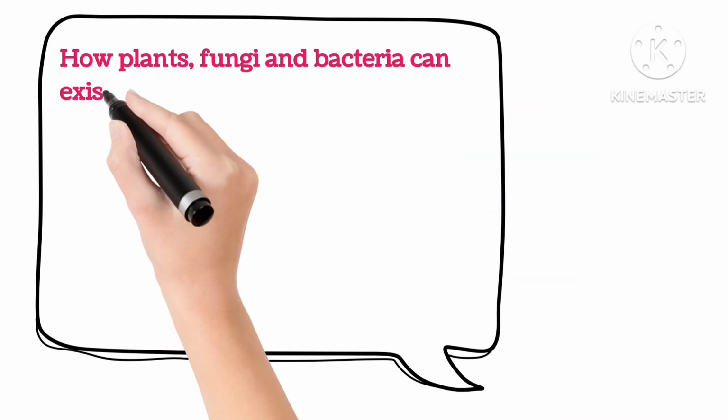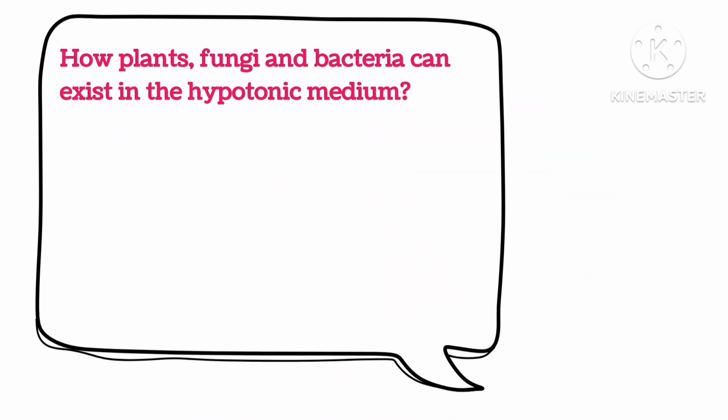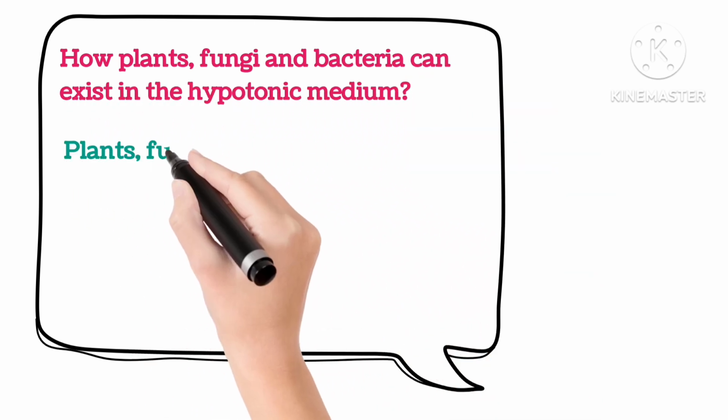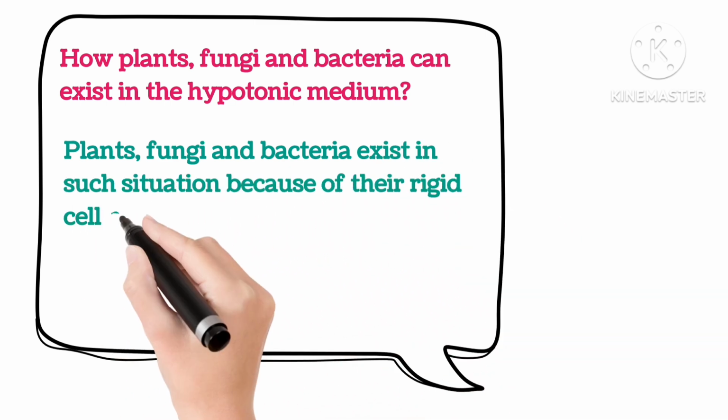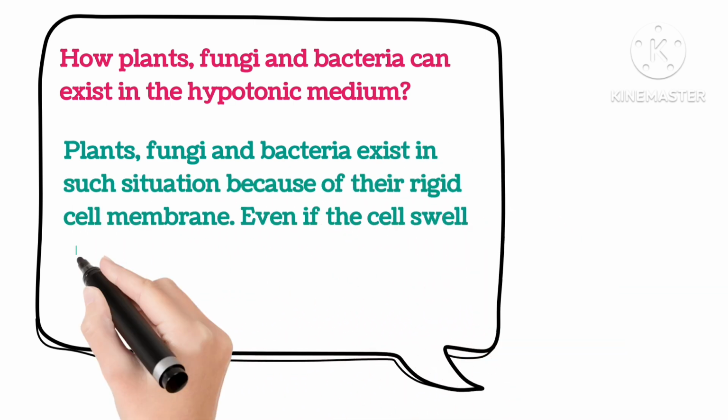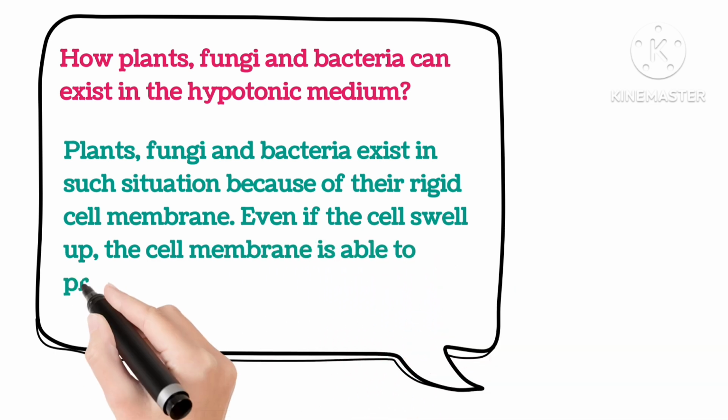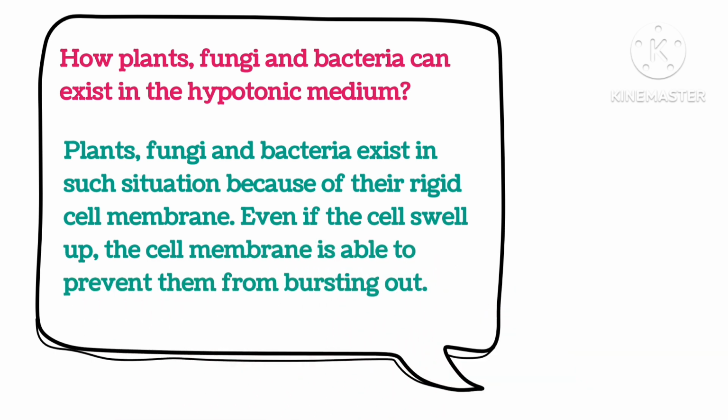There is a question: how can plants, fungi and bacteria exist in a hypotonic medium? Answer is: plants, fungi, bacteria exist in such situations because of their rigid cell wall. Even if the cell swells, the cell wall is able to prevent them from bursting out.